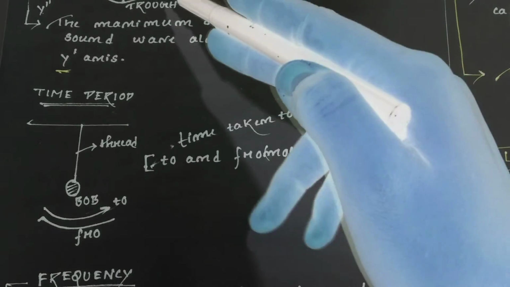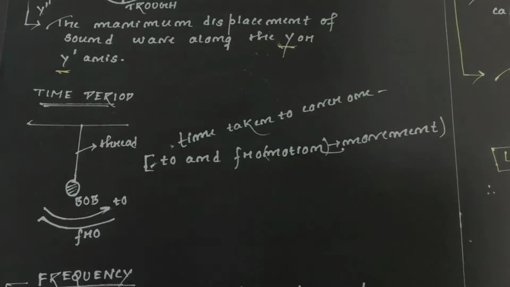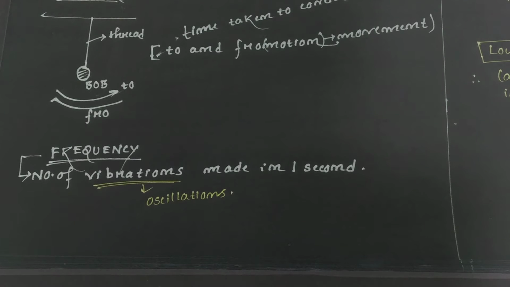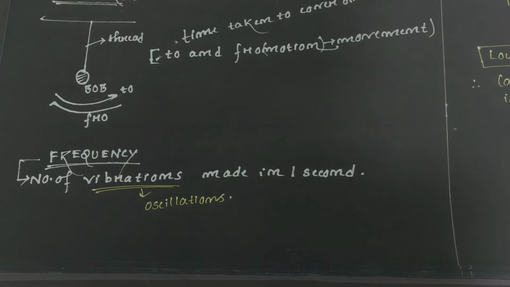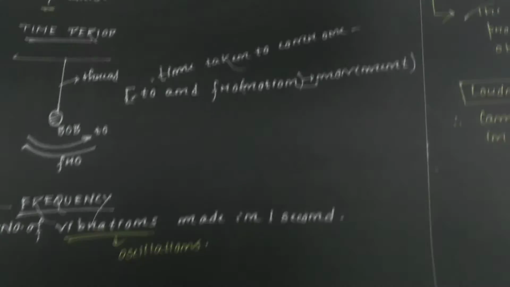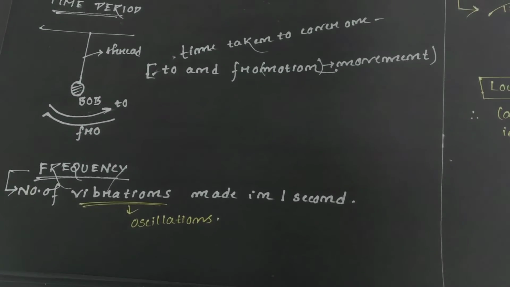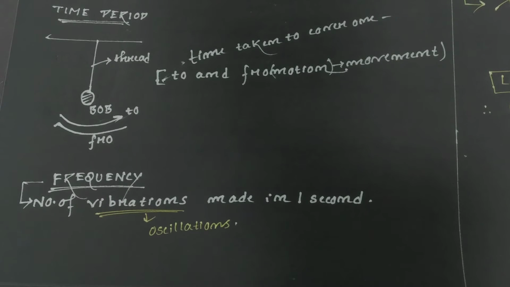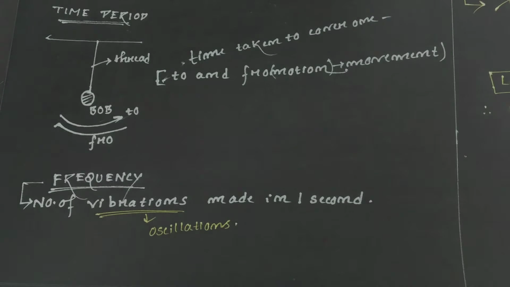This is very easy. We discussed amplitude, we discussed time period. Now let's discuss frequency. What is frequency? Frequency is the number of oscillations made per second. We can say vibrations as well as oscillations. So the number of vibrations made in 1 second, or the number of oscillations made in 1 second, we can call the frequency.